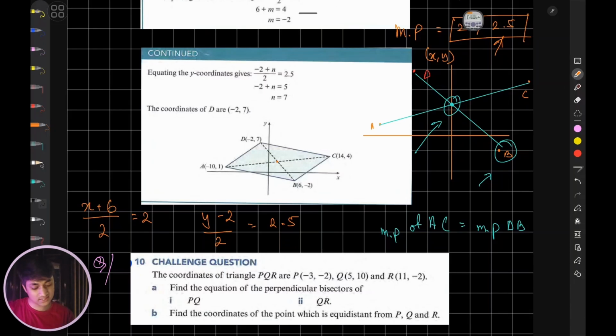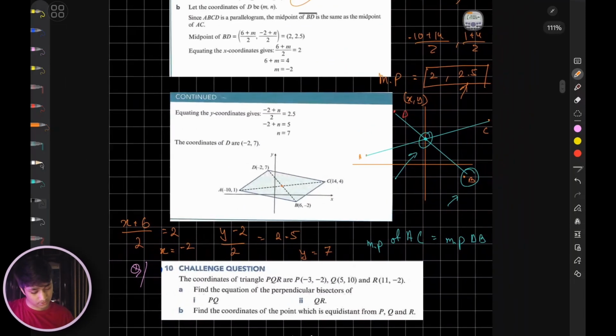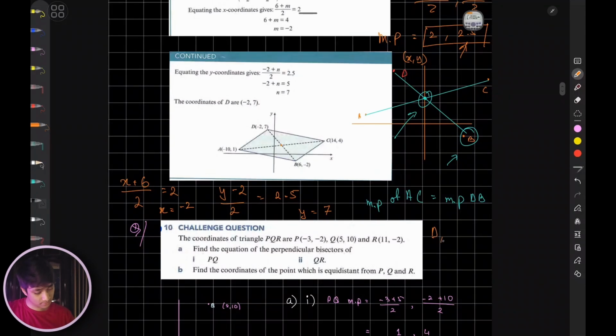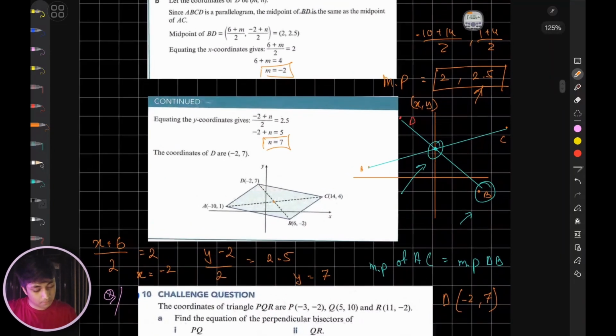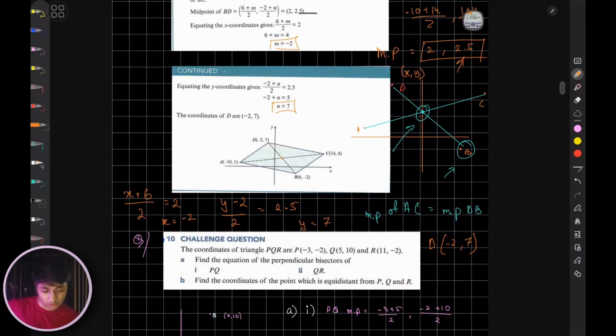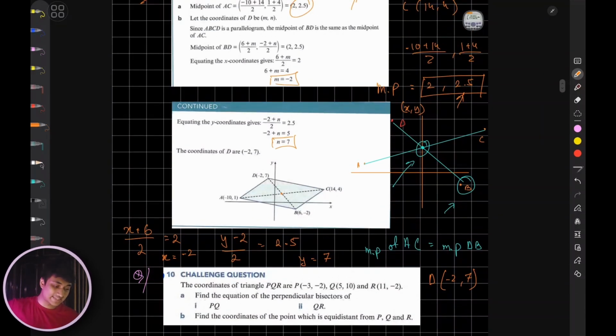Now, can you make X and Y the subject, which is the coordinate of D? You can make X and Y the subject here and say for X it's going to be minus 2, and for Y it's 5 plus 2, which is 7. So the D coordinate is going to be (minus 2, 7). So they've done the exact same thing. They've used the midpoint formula to find the coordinate of D, and this is the simplest way for you to find the unknown coordinate in any parallelogram.